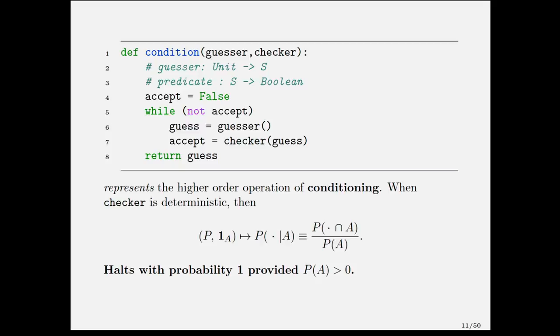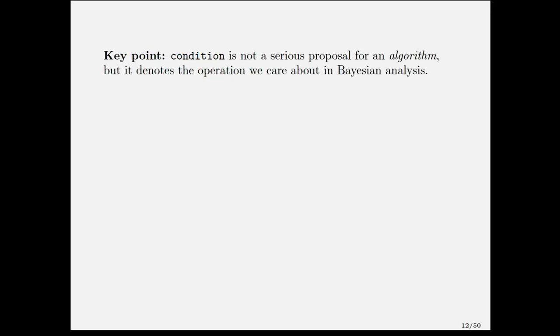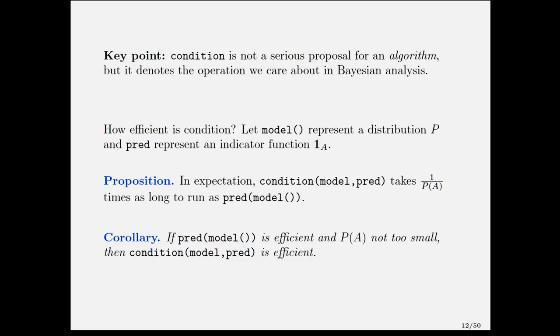And this works provided that the probability of the set that you're trying to condition on is positive. All right, so I mentioned this earlier. Condition is not a proposal for an algorithm. But as I said earlier, this defines what the stochastic inference problem is. It defines the operation that we care about. But even though it's not a serious proposal for an algorithm, we can ask how efficient is this algorithm?